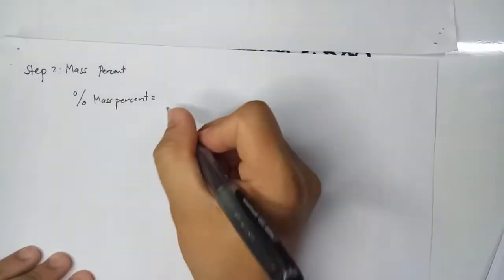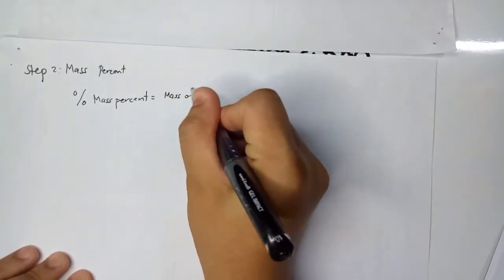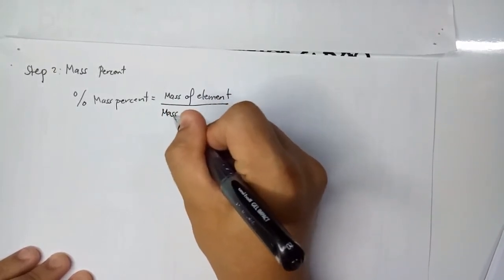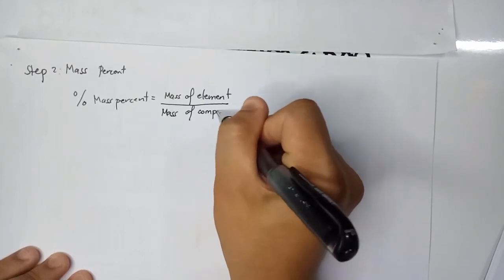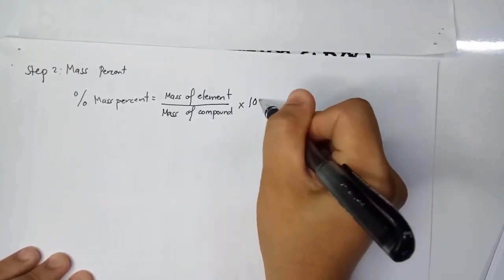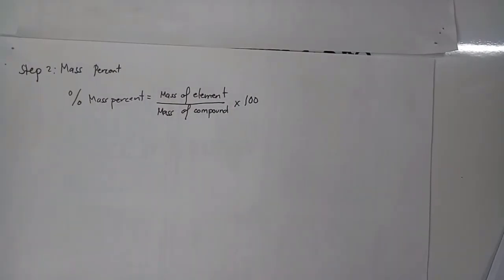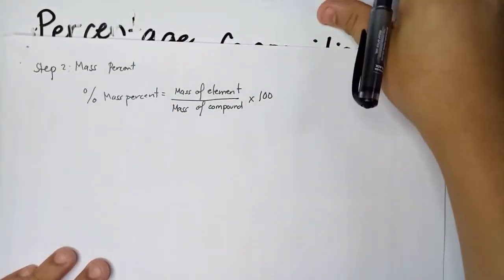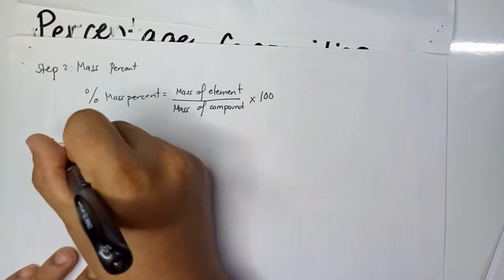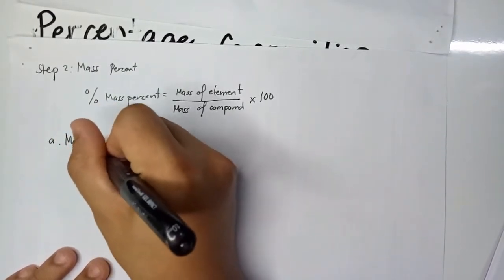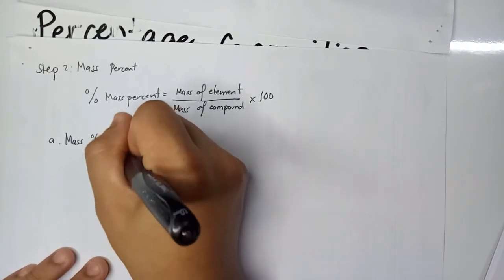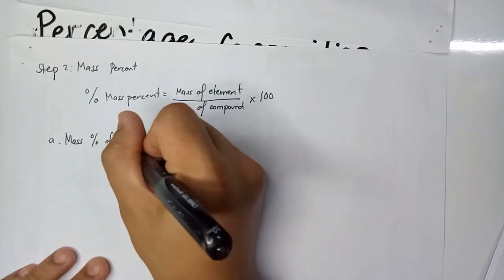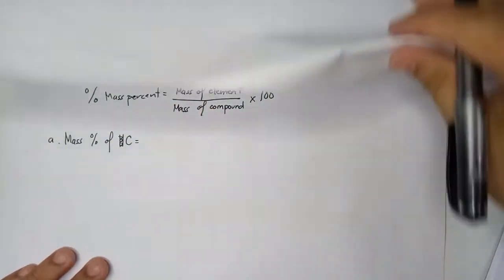Meaning, to achieve this, meron tayong formula: the mass percent is equal to mass of element, mass ng isang element, divided by the mass of compound. Then multiply natin siya kay 100%. Alright? Now, so let's start. Computein muna natin ang mass percent. Unahin pala muna natin ang carbon.